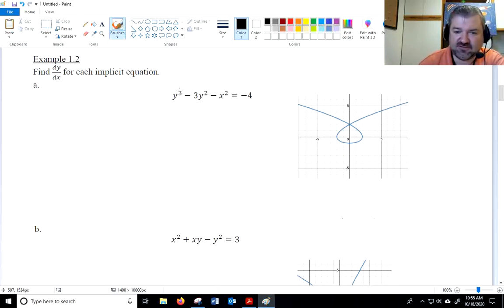So I'm going to take the derivative of y cubed. So I bring down the 3. The y stays the same, the exponent becomes a 2. And now I multiply by the chain.